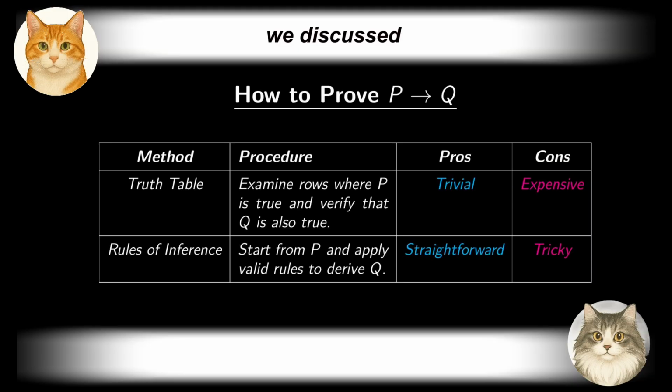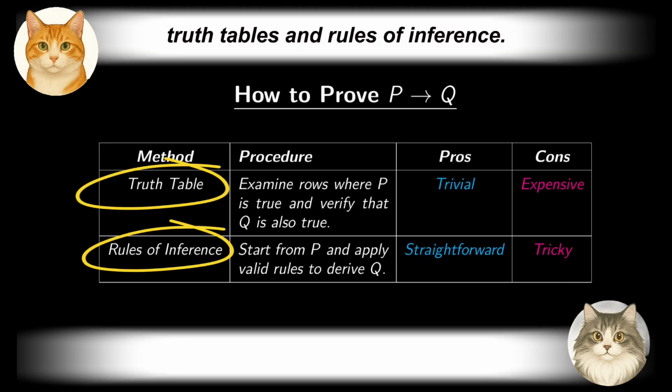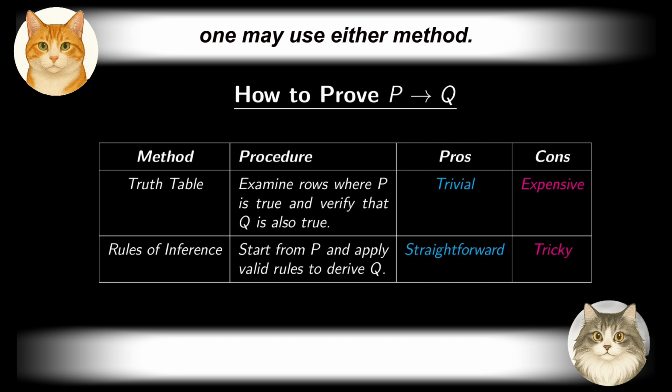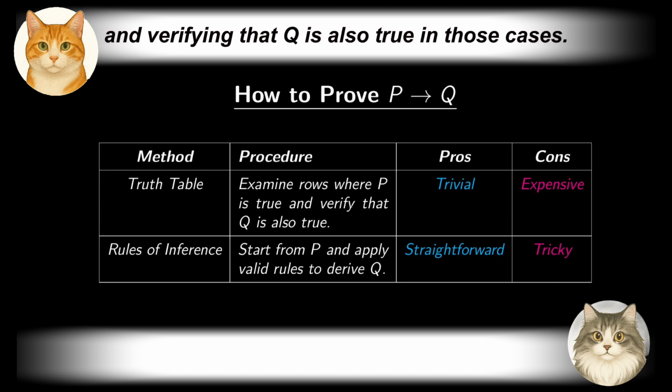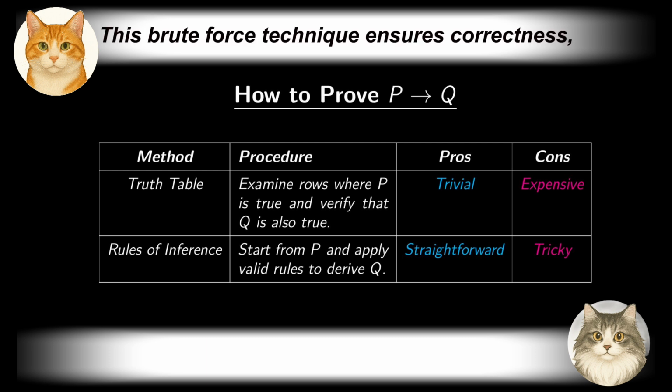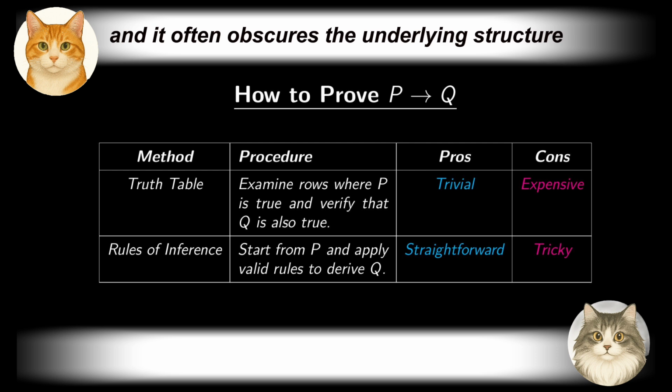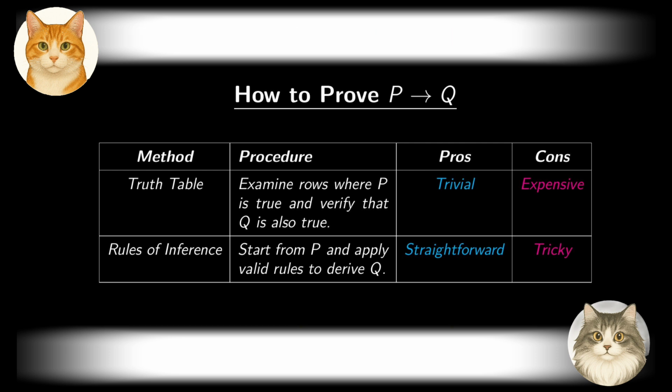Previously, we discussed truth tables and rules of inference. To prove a proposition of the form if P, then Q, one may use either method. The truth table approach involves examining all rows where P is true and verifying that Q is also true in those cases. This brute force technique ensures correctness, but can become computationally expensive as the number of variables increases, and it often obscures the underlying structure of the reasoning.